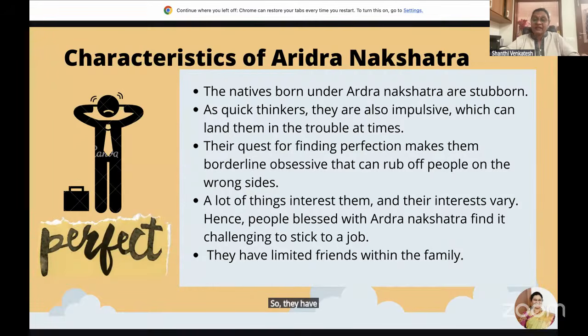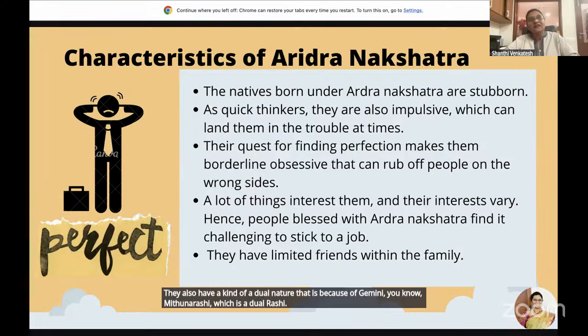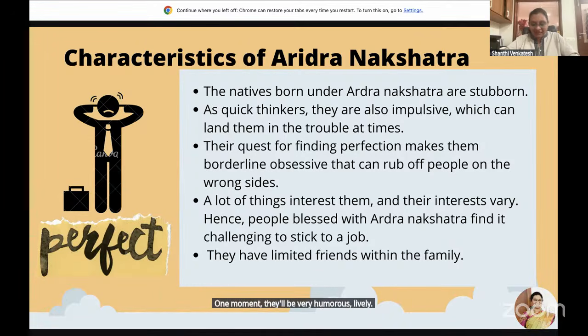They have a natural attraction towards innovation and technology, and are very good at creating new things. We can say that is innovation. But they have a rebellious streak. That means, because of Rahu's influence, they are rebels. That is natural to them. They like to challenge authority. Any traditional established belief, they would like to question it, challenge it, and if there is some restriction, they would like to break it. Then they also have a kind of dual nature. That is because of Gemini, Mithuna Rashi, which is a dual Rashi. One moment they'll be very humorous and lively. The other moment they become serious. So they have a dual nature.